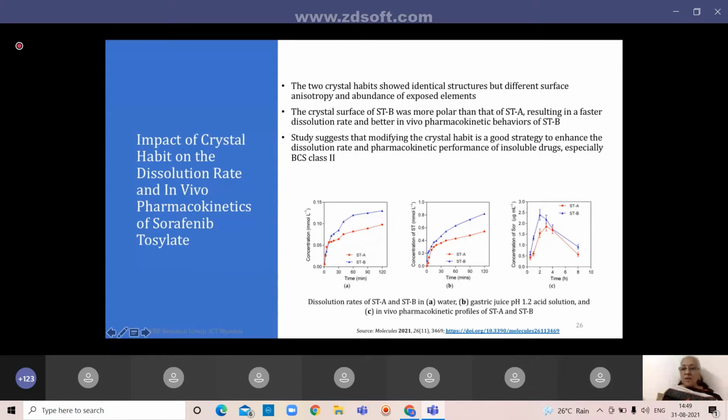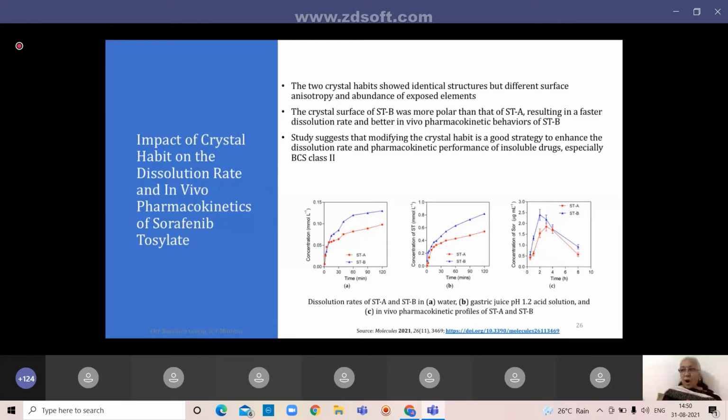Sorry, this is in water and this is in pH 1.2. Whether it will give... many times, no. It is seen that they give good in vitro release, but they do not give the desired in vivo. But here you can very clearly see that not only in vitro, in vivo also it has given better pharmacokinetic behavior.